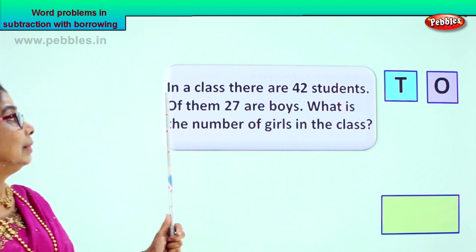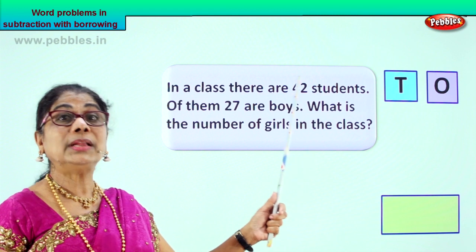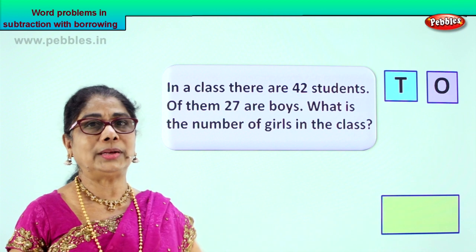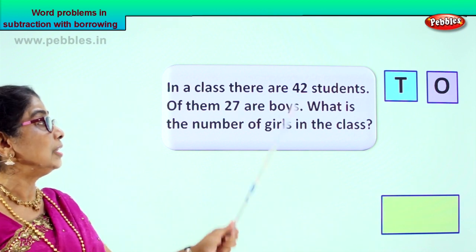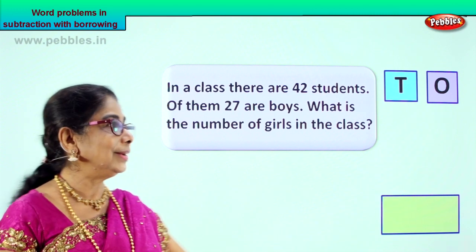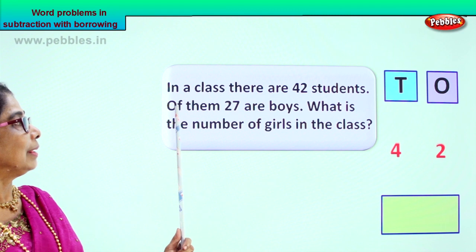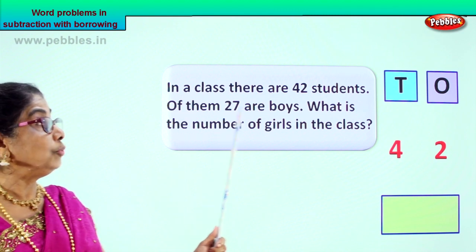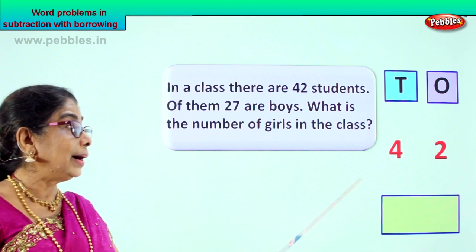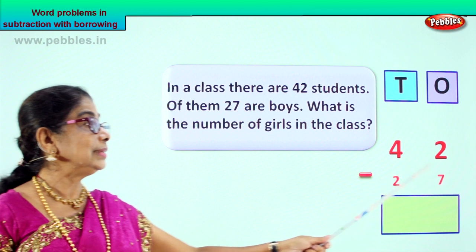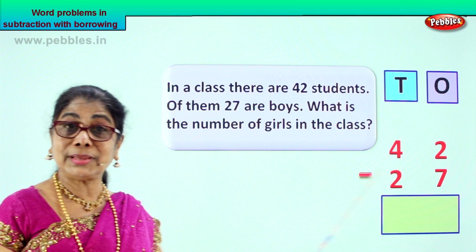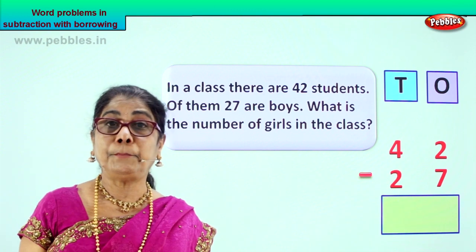Now, there are how many students? So, the total number of students in the class, we'll put it here under tens and ones. What is the number of students in the class? 42. So, we put here 4 tens 2 ones. Good. Then, of them 27 are boys. So, 42 minus 27, that is 2 tens 7 ones. So, we have 42 students minus 27 boy students.